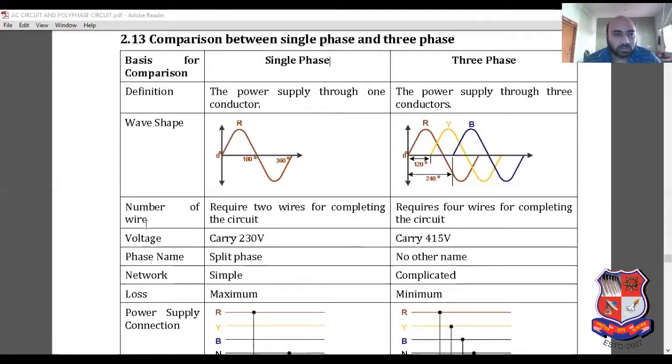So the fourth point is regarding the voltage. Now in case of a single phase circuit, it means the connection which is available at our home. See, home is the best example for a single phase circuit. So it carries 230 or 240 volt. It means plus or minus 6% variation is allowable over here. Whereas in case of a three phase circuit, it is 415 volt, or we can say 440 volt. Done.